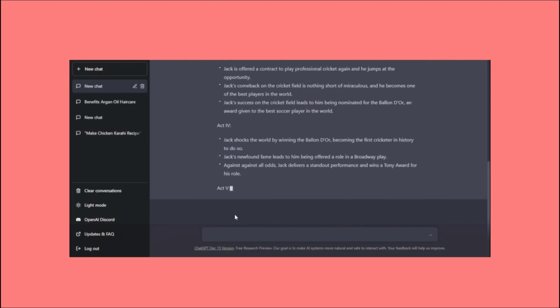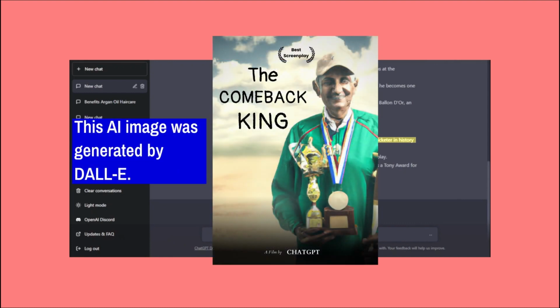Now, one interesting thing to note here is that ChatGPT is somehow able to realize that the prompt that I gave it was illogical, because it does include a sentence saying that our protagonist becomes the first cricketer in history to win the Ballon d'Or. So, ChatGPT is somewhat intelligent. Listen, if Hollywood ever decides to make this into a movie, I would love to see it.